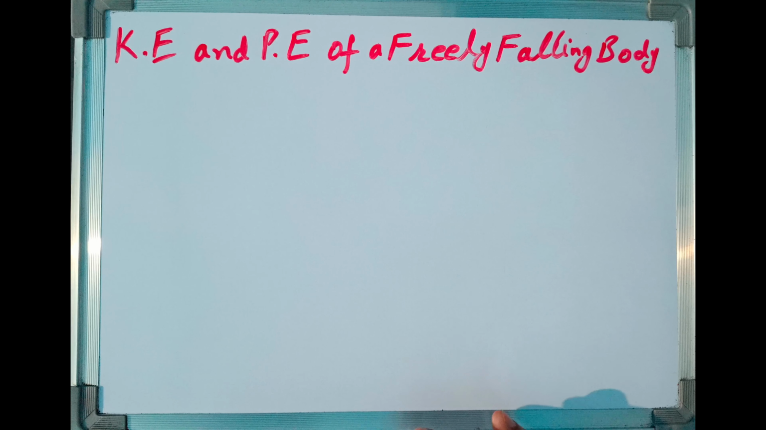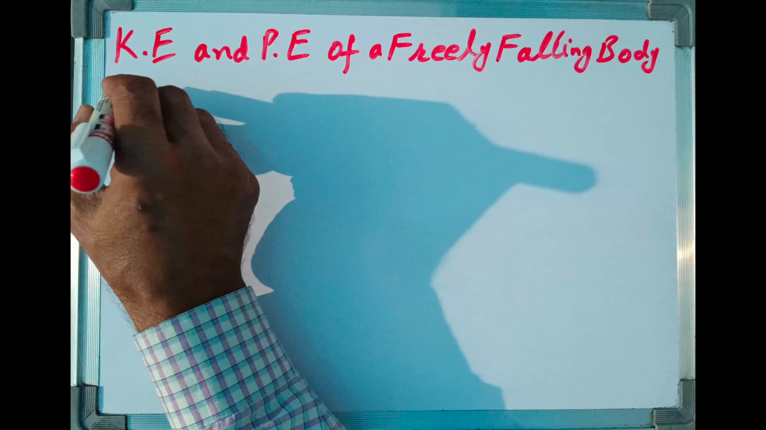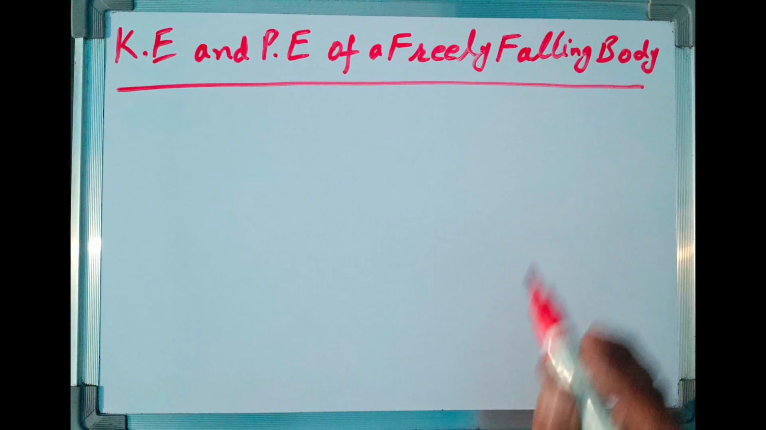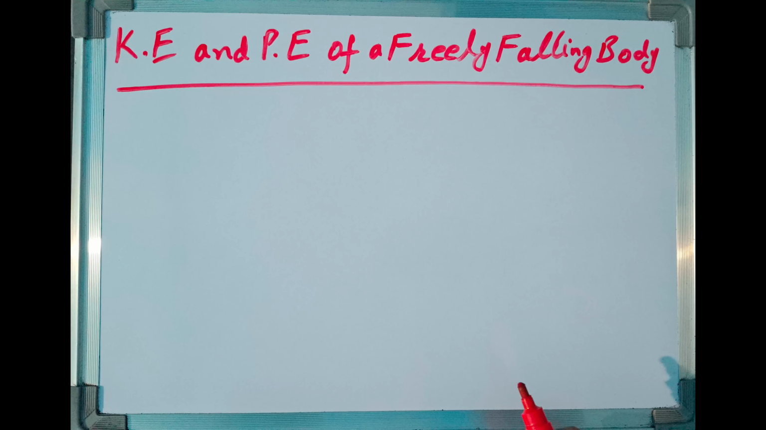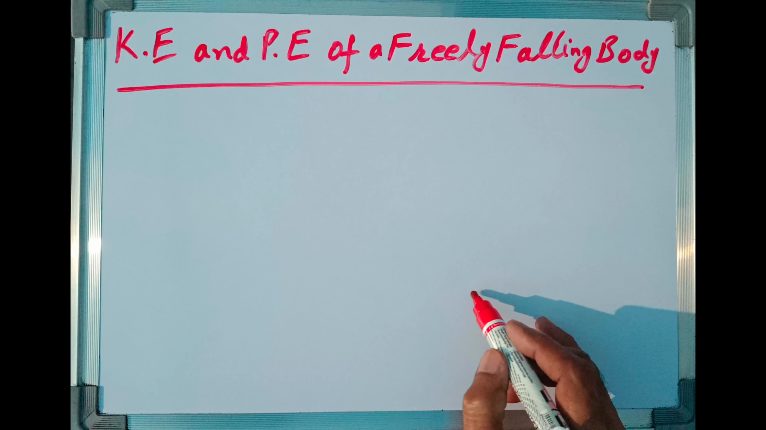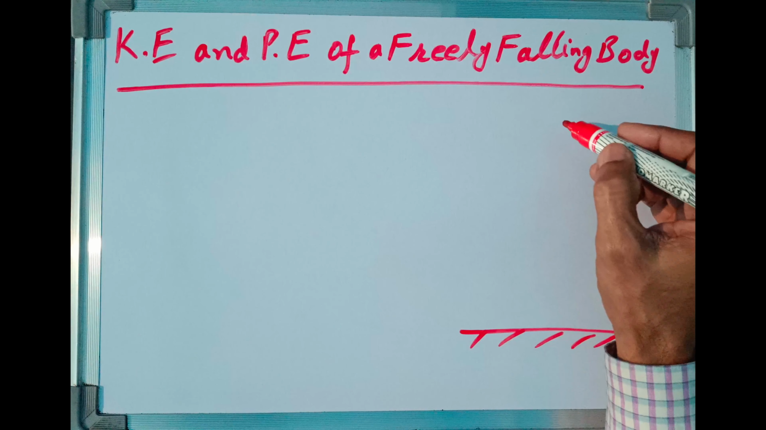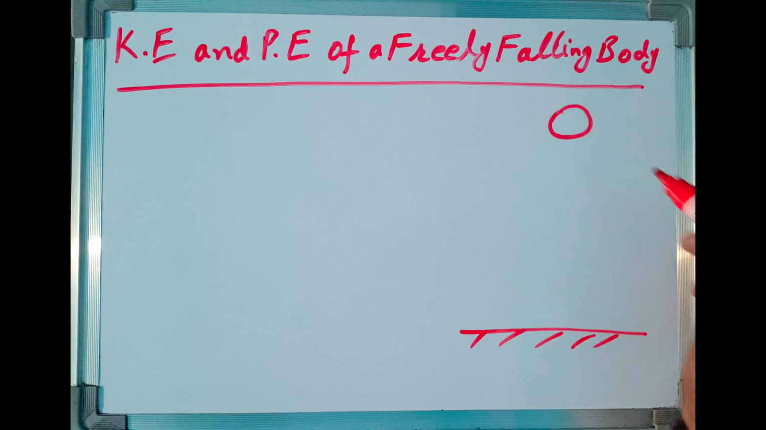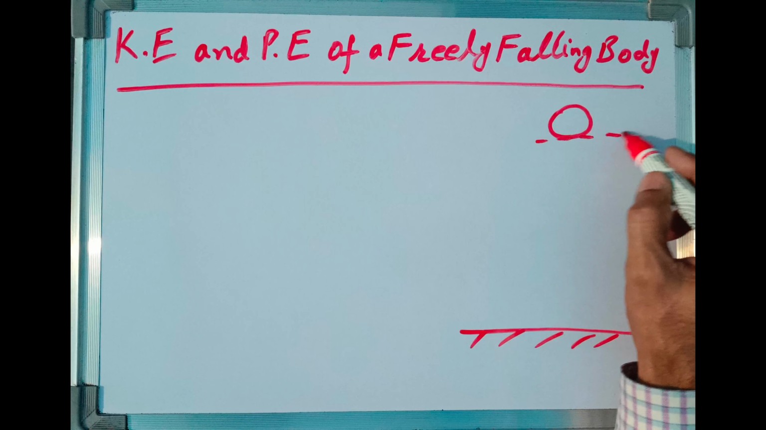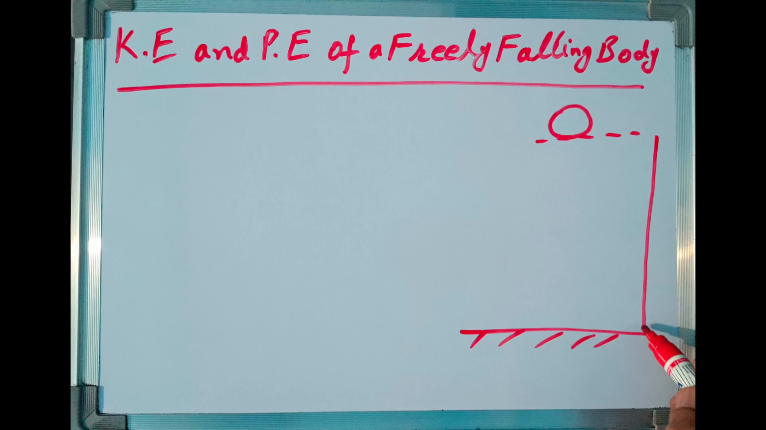In this lecture, I will share kinetic energy and potential energy of a freely falling body. First of all, let us try to understand what is the meaning of a freely falling body. Suppose this is ground level and a body is lying at some height. Suppose height of body from the ground level in the starting is h.